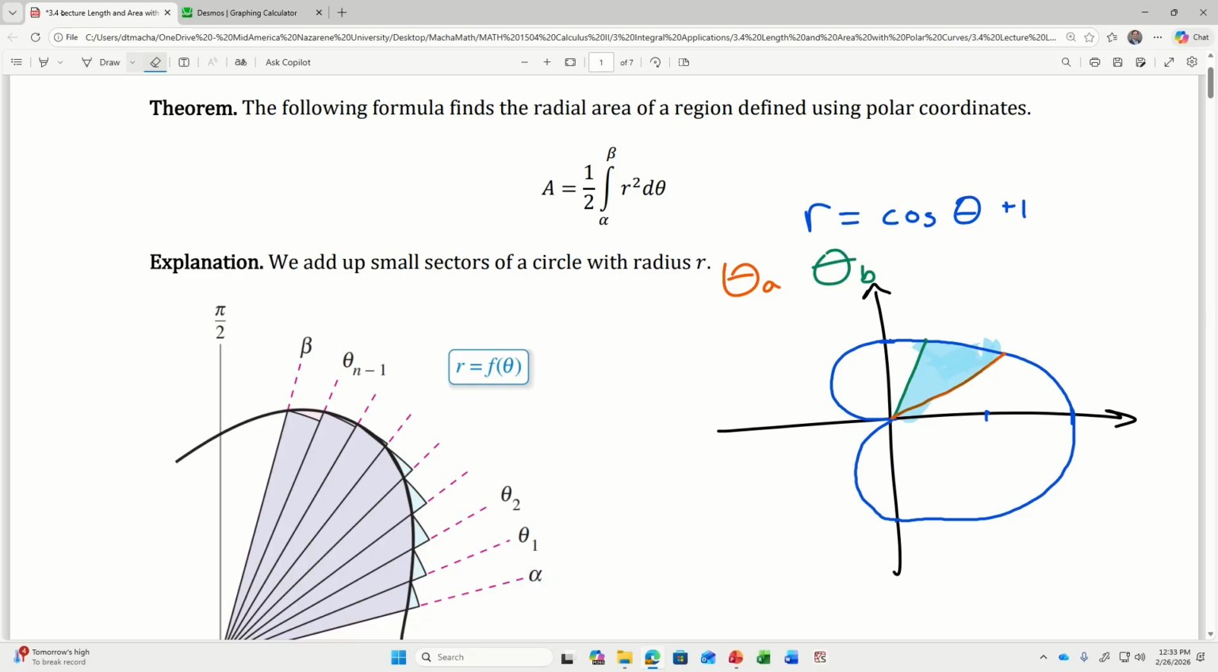Well, now I guess I should have just used the same notation I use here because I use alpha to be the lower bound. And so instead of theta A, let's call this alpha as the lower bound angle. And then the upper bound angle is going to be beta, according to the way I typed out this formula. So let this green angle here be beta. Well, the way I would calculate the shaded blue region, the radial area, is with this integral. The area is equal to 1/2 integral from alpha to beta of r squared d theta.